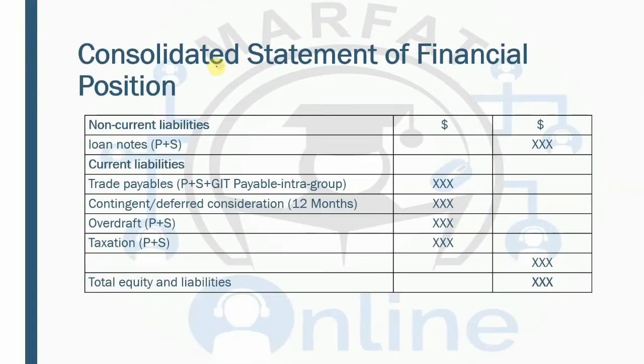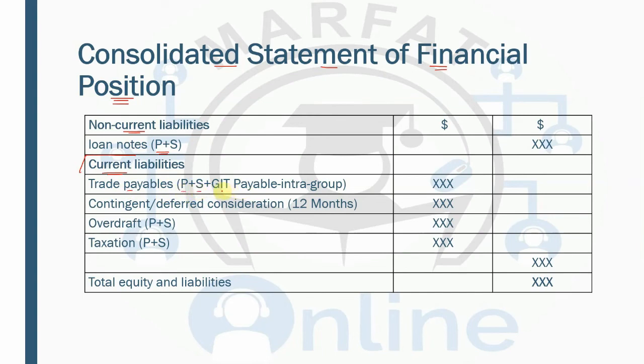Now we have the last section of the consolidated statement of financial position, after which we'll be starting the workings of the consolidated statement of financial position. So the last section is of the liabilities. First of all, we have the non-current liabilities. Straight away on a line by line basis, take the liabilities of the parent, add the subsidiary, and then you will have the current liabilities, which include trade payables, parent payables plus subsidiary.